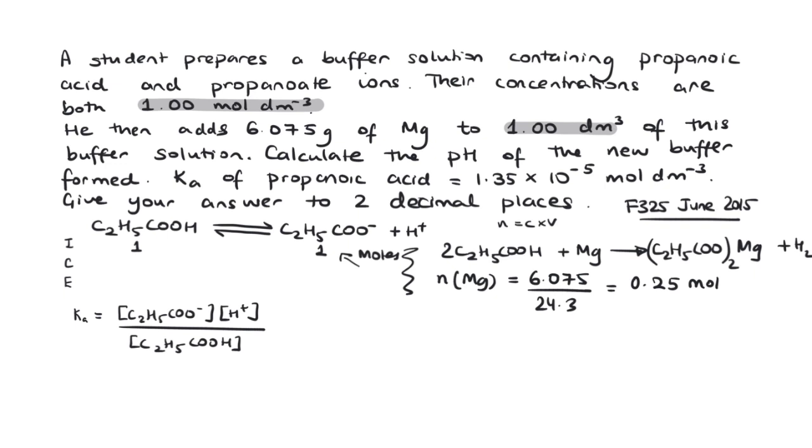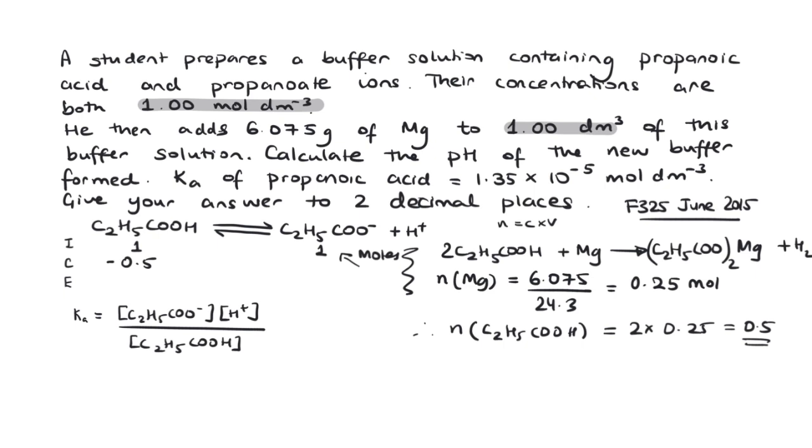So now we've got that, and therefore we know that the number of moles of the propanoic acid which are reacting is twice as many. So 2 times 0.25, which is just 0.5 moles. And so we know that this many moles of the acid have been consumed in this second reaction. So we can say that we are left with 0.5 moles less.